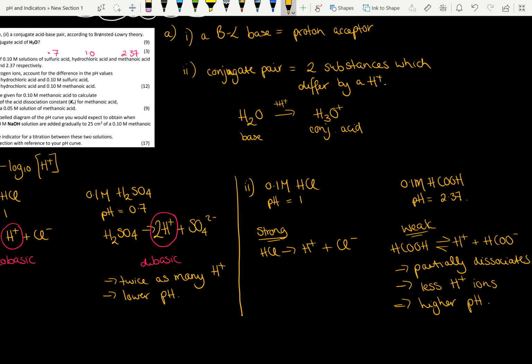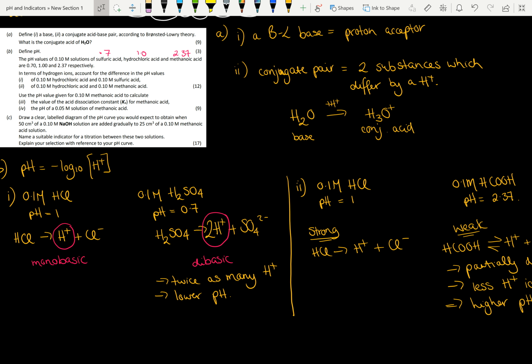Now, there is another way that you could have tackled this question. You could have just used the pH formula, pH equals minus log to the base 10 of the hydrogen ion concentration, and calculated the hydrogen ion concentrations. But you would still have needed to compare the numbers and discuss the monobasic versus the dibasic in the first part and the strong versus weak. If you were not sure where to start, you could always calculate the hydrogen ion concentrations just to give you a starting point.